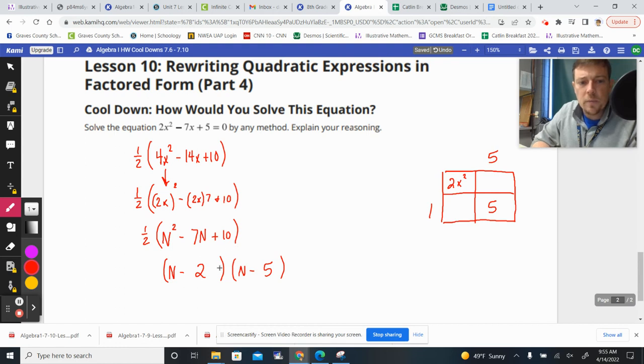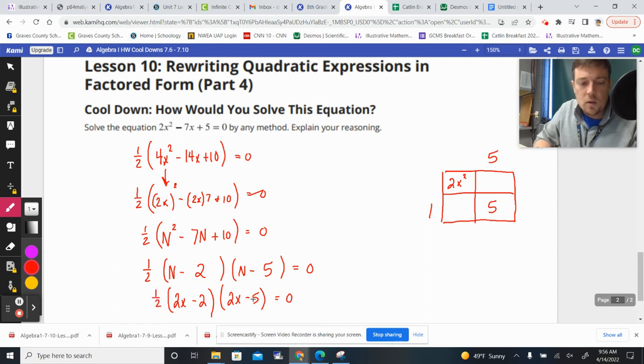And now that we have our factored version of this, we've got to remember that our half is still in front. And all of this equals 0 throughout. I guess we can write that down. Now that it equals 0, we can find out what the x-intercepts are if we have it in factored form. But this half needs to get distributed to these. Before we distribute, we need to replace our n's with what they equal. Our n's were replaced with 2x's, right? So we're going to put 2x back in the place of n. And we've got 2x minus 5.